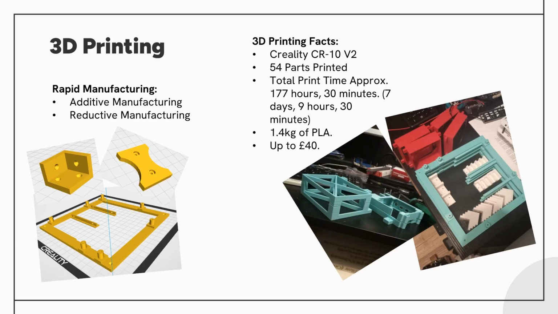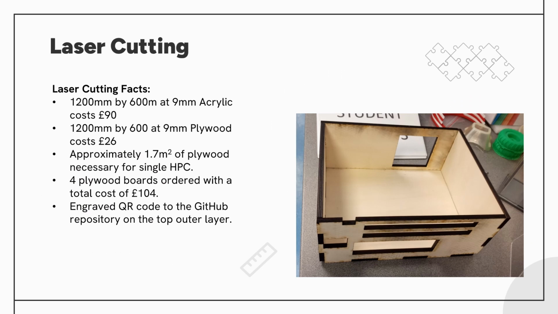Two types of rapid manufacturing techniques have been utilized: additive and reductive manufacturing. In total, 54 parts have been printed, with a total print time of approximately 177 hours and 30 minutes, which is equivalent to 7 days, 9 hours, 30 minutes, and approximately 1.4 kilograms of PLA, which in today's market can cost up to £40. Initially, acrylic was meant to be used for the case.